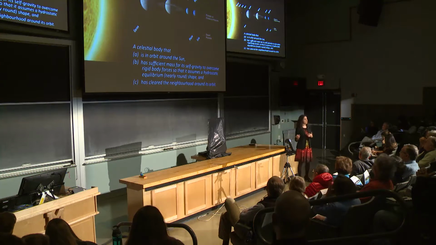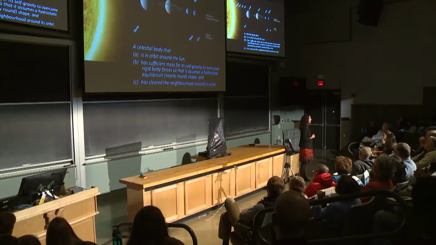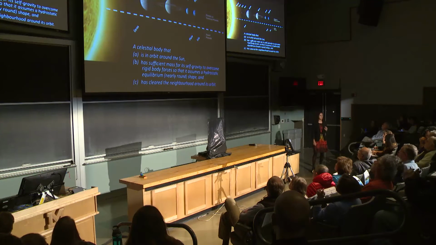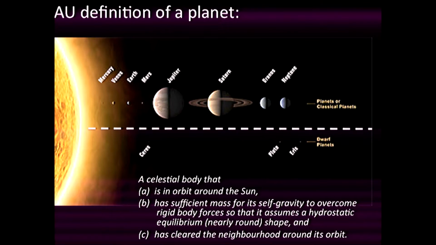And then C, you have to clear the neighborhood around its orbit. So if you're plowing through a bunch of junk every time you go around the sun, you're probably not a planet. What this did was draw a line between the 8 planets that are still called planets on the top of this graphic, and smaller things that are now dwarf planets on the bottom of this graphic. So the largest body in the asteroid belt, Ceres, is a dwarf planet now. Pluto's been demoted to a dwarf planet. And all the interesting things we're finding way out in the Kuiper belt, all these other rocky things way out past the orbit of Neptune, are also dwarf planets.